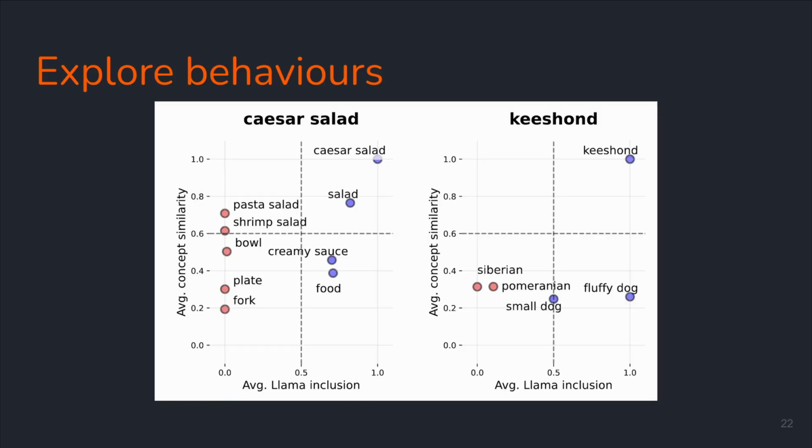You can see a similar behavior when you actually visualize in a two-dimensional space the predictions of models for a specific class, where you can identify 4 subregions in this space, where on the x-axis we have the average Llama inclusion and on the y-axis we have the average concept similarity. Indeed, on the left part you can see wrong predictions, and on the right part we can see correct predictions, with the top part being more specific and the bottom part being more generic. And you can see that there are situations where we predict the exact same label in the top right, or we misclassify for something else on the top left part.